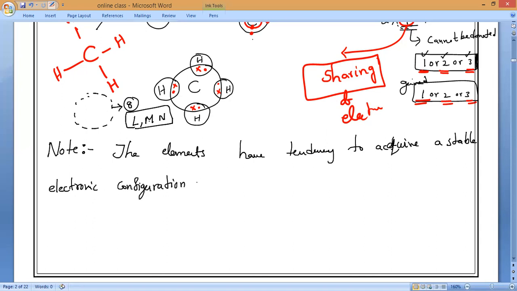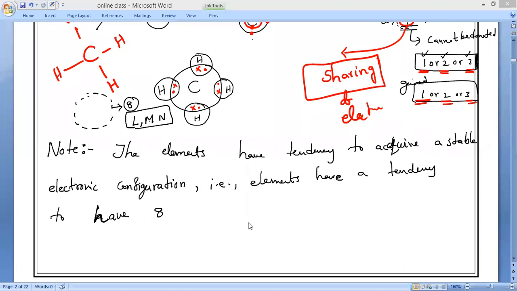Elements have a tendency. Elements have a tendency to have, not acquire, to have. Can you hear me, everybody? Yes, sir. So in only one case it will have 2 electrons.